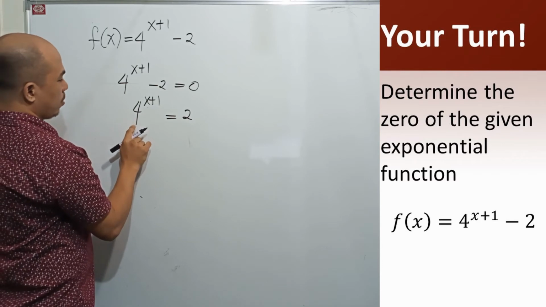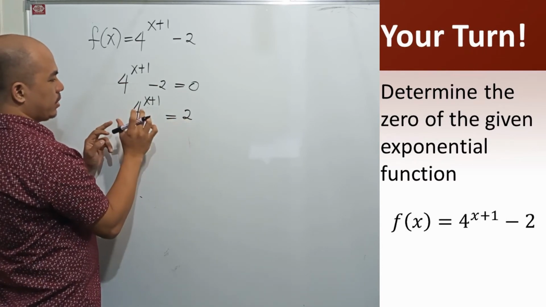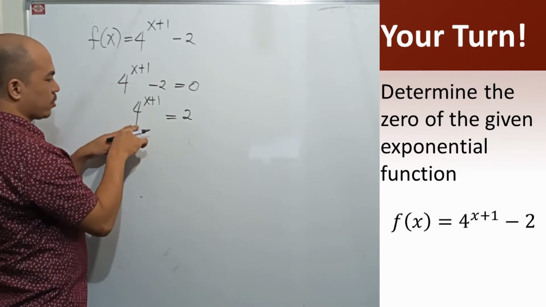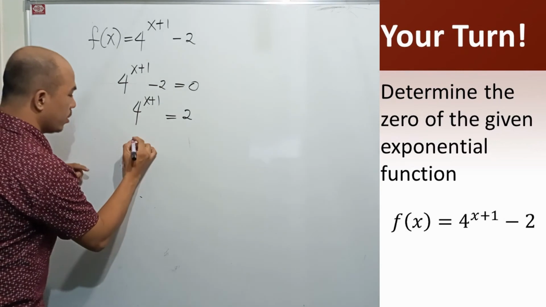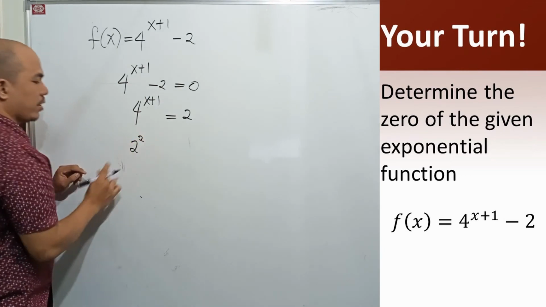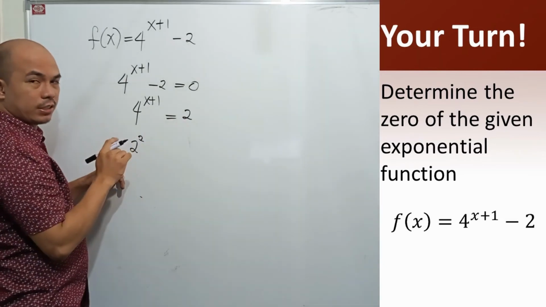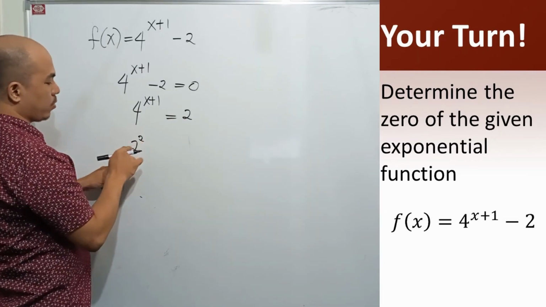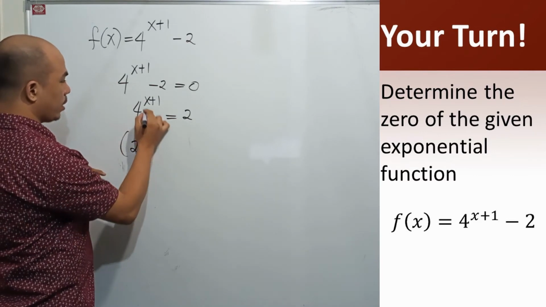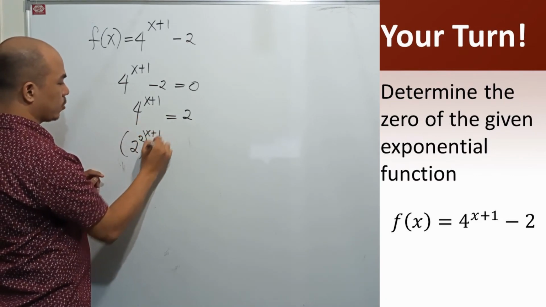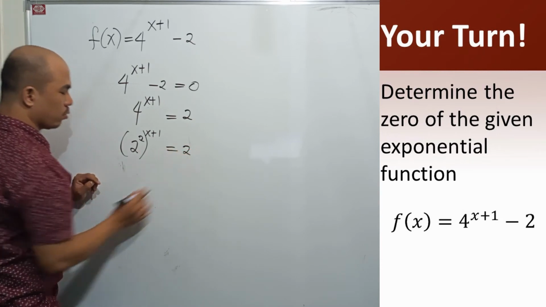Okay. So, i-express na ngayon natin sila, di ba? Dapat pareho ang kanilang base. So, yung 4 natin dito, pwede natin siyang i-express as 2 squared. So, 2 squared is equal to 4. Bakit natin ginawa yun? Para pareho sila ng base. Okay? So, 2 squared is equal to 4. Kaya, in-express na sila as 2 squared. Okay, quantity x plus 1, raised to x plus 1, sila equals 2.